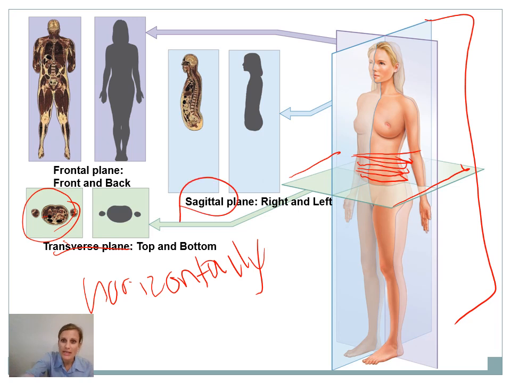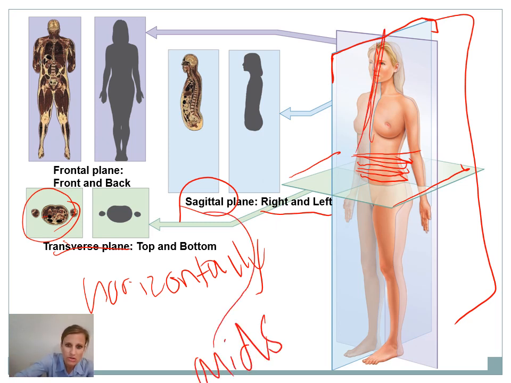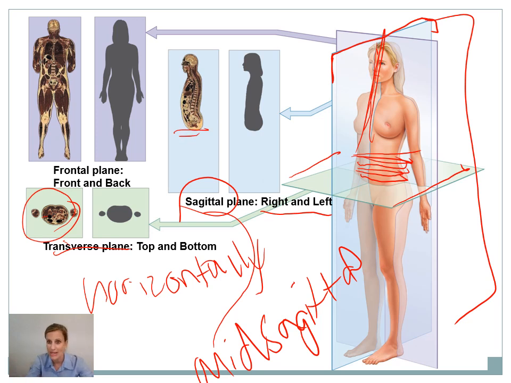A sagittal plane is in blue here. This cuts through the body vertically, dividing it into right and left. So this plane right here is right in the very middle of the body, so we refer to that as mid-sagittal because it's in the very, very middle. Notice in this picture here, you don't see any of the legs at all, right? Because it's directly in the midline of the body.